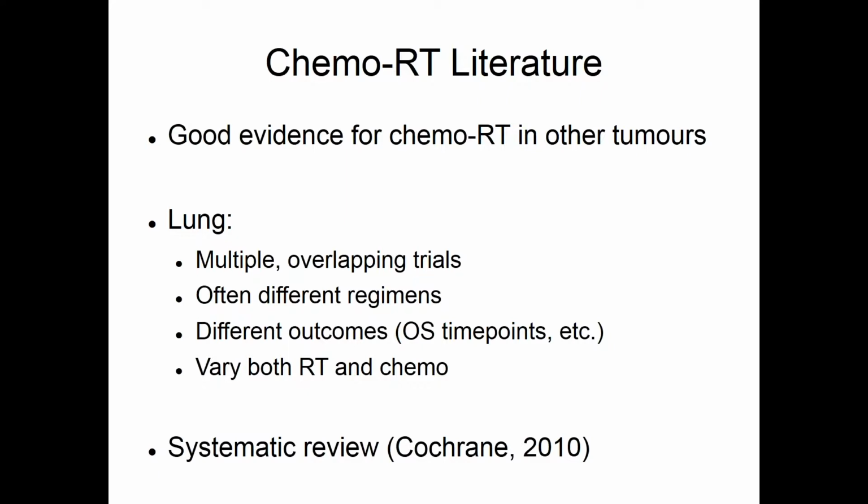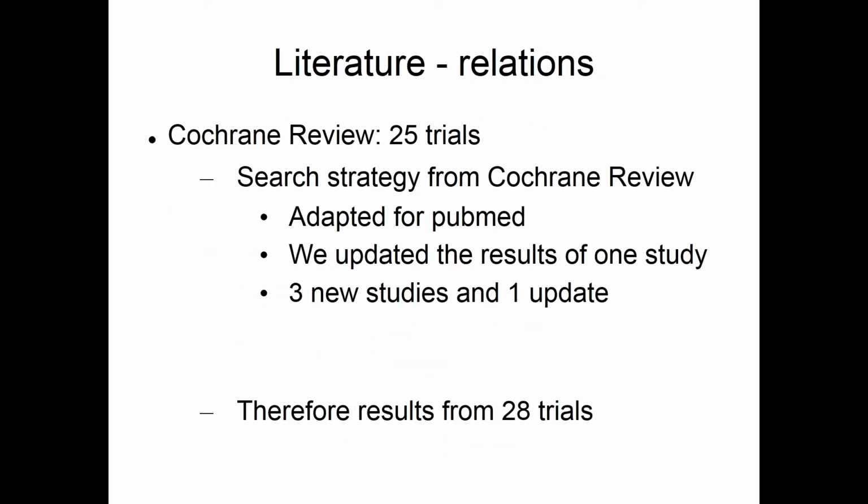So a while ago now, Noel O'Rourke and Fergus Macbeth and some others did a systematic review through Cochrane, and that was published and then updated in 2010. So they identified 25 trials, and what we did, because we were using a new aggregation technique, is we took their search strategy and their inclusion and exclusion criteria and kept them the same, and that allows us to make the comparison relatively comparable, and we updated the search. And so there were 3 new studies and an update, so we have results from 28 trials.